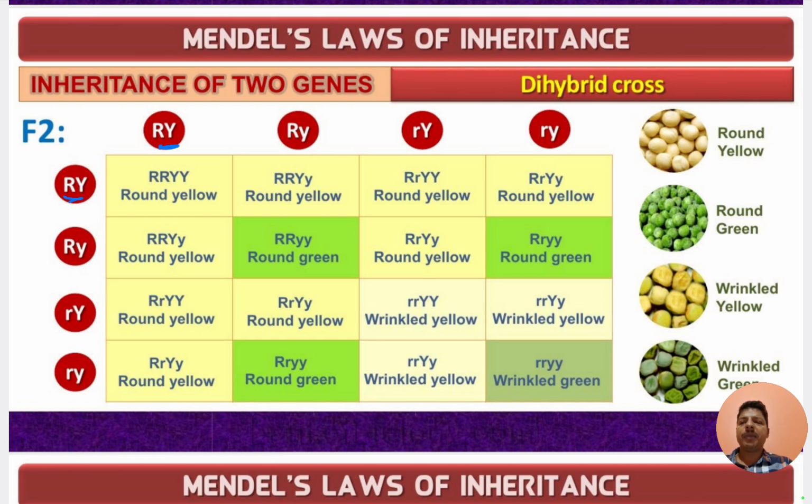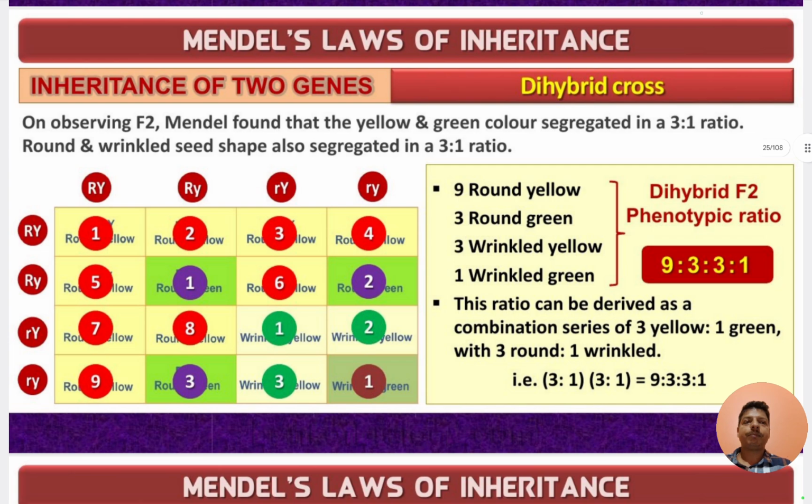This will be crossed, and this is the result. Here again, this one cross with this one, the result will be like this, and we have the full table, you can see. Then, on observing the F2 generation, Mendel found that the yellow and green colors segregate in 3:1 ratio.